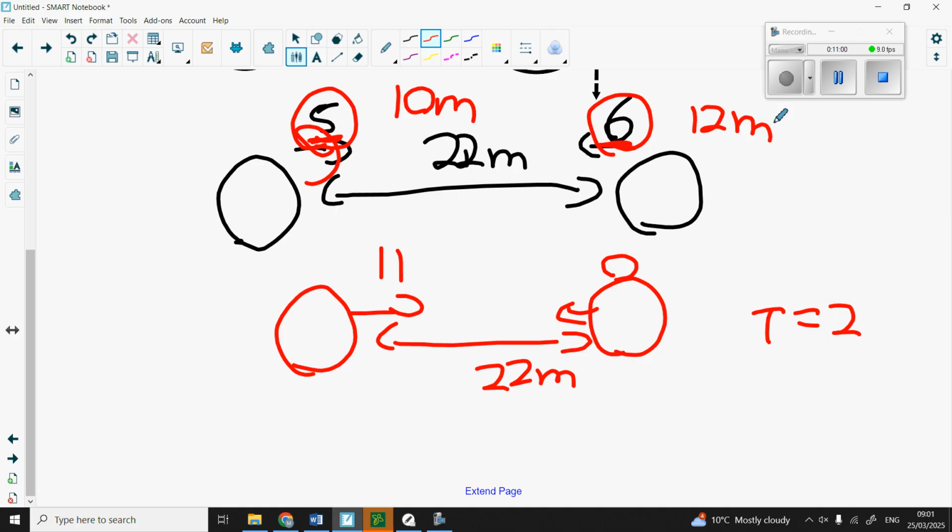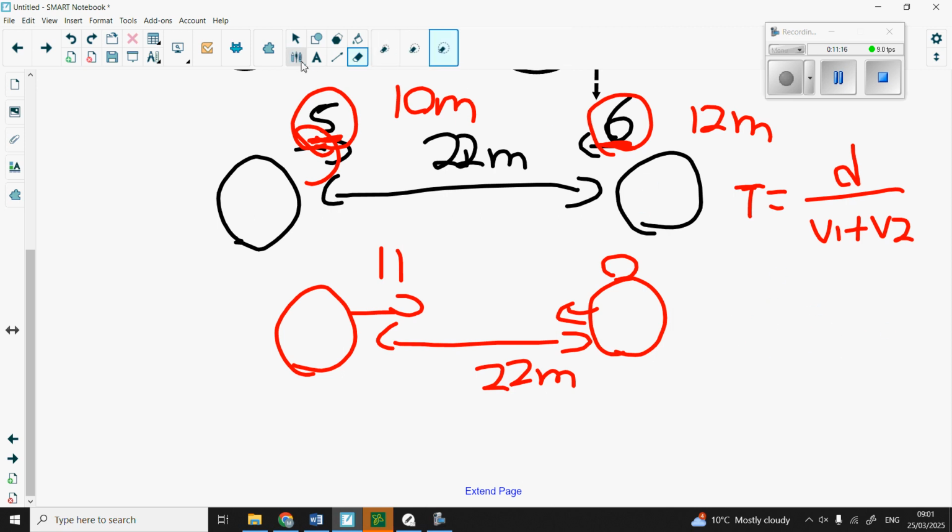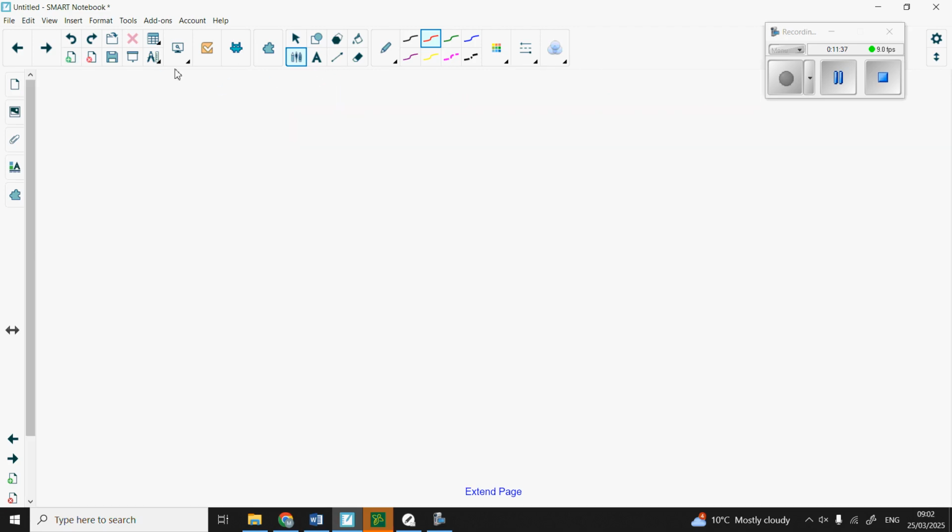Okay, let's automate the process. Ready? So what did we do? We did distance divided by v1 plus v2 to find the time, and then we multiplied the time by v2 to figure out how far away from the wall we were. Is that correct? Because we multiplied 6 by 2 and we said we're 12 meters away from the wall. Is that right?